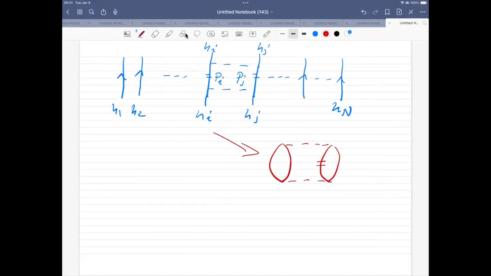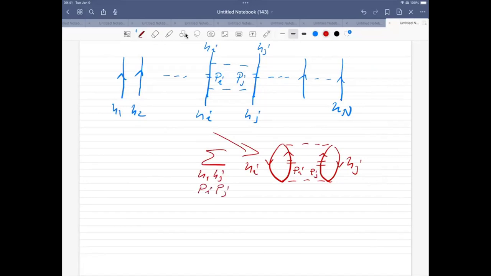Now, if we keep these bars here to indicate that this is a particle state, we would have an H of I, an H of J, a P of I and a P of J, and this now has the sum over all the possible HI, HJ, and PI, PJ.